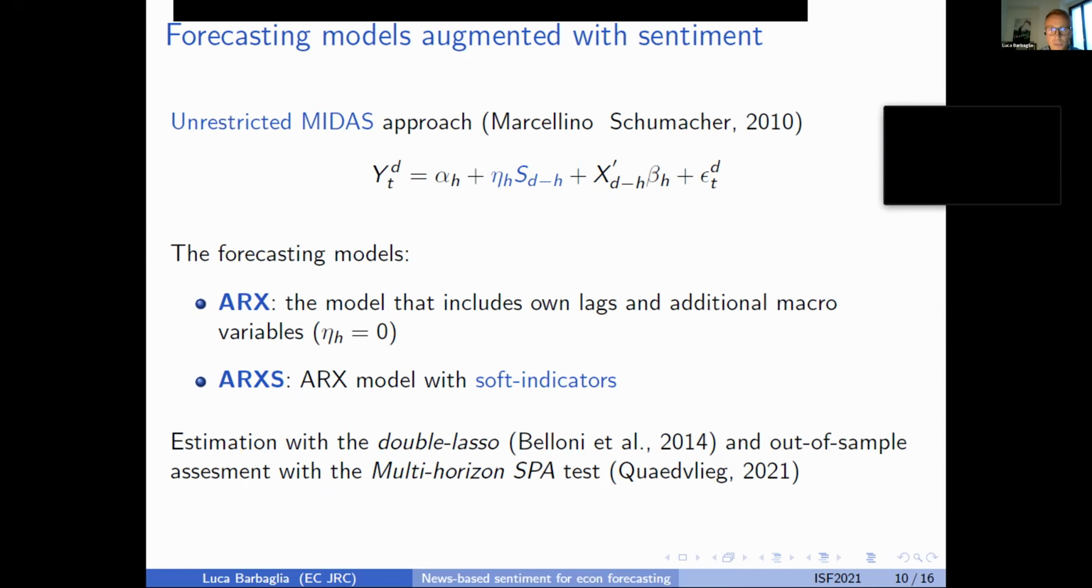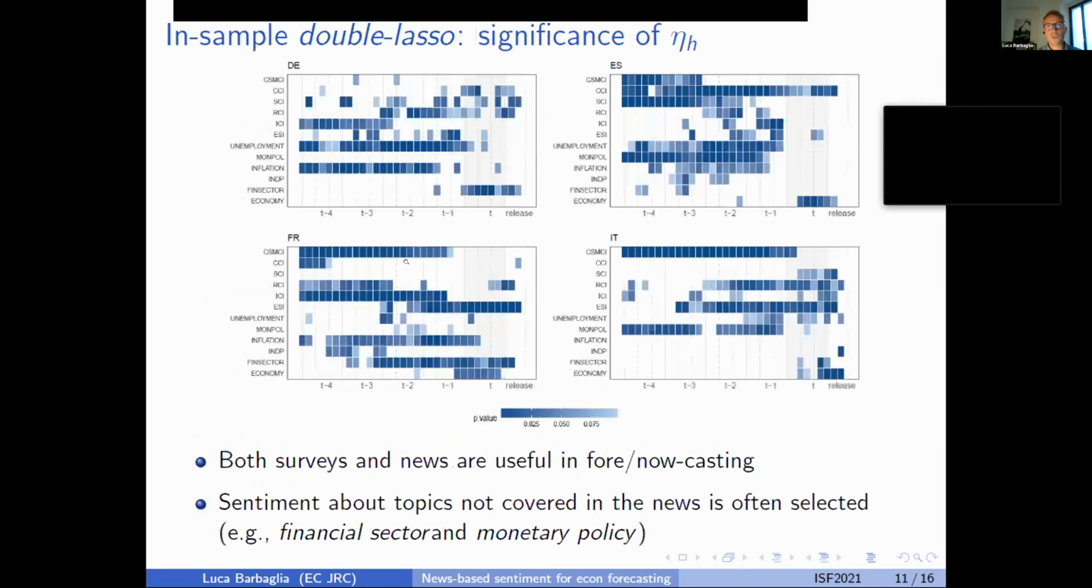For estimation purposes, we rely on the double lasso by Belloni and co-authors. And for the out-of-sample performance assessment, we will use the multi-horizon superior predictive ability test by Quaedvlieg and co-authors. So these are the results for the in-sample exercise. Essentially what I'm reporting here is the significance of the eta parameter for the variables of interest, being the surveys or the news.